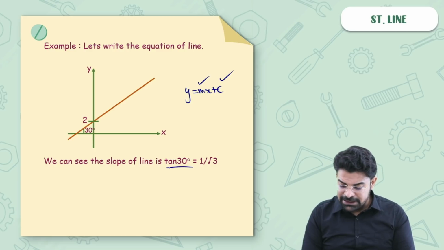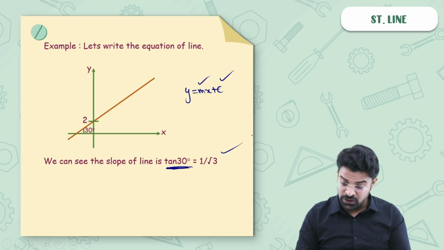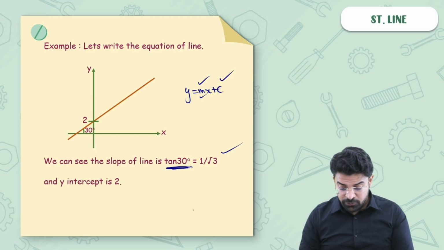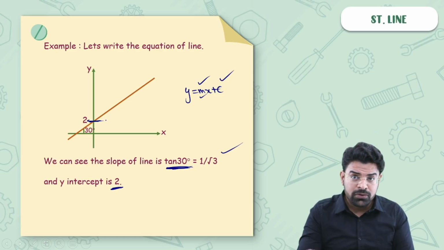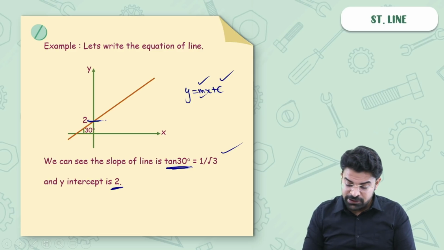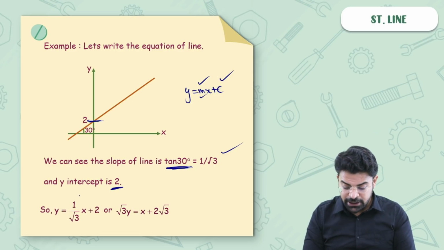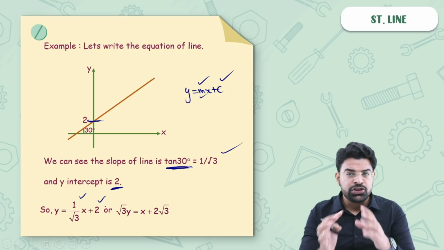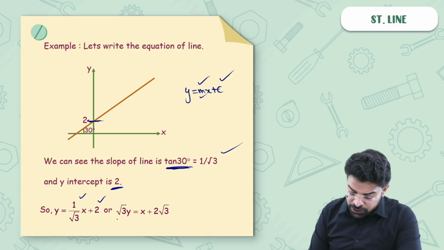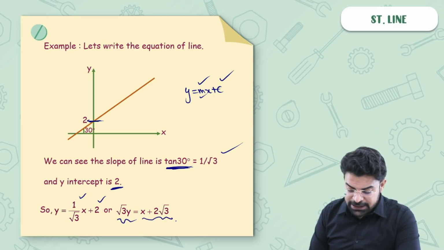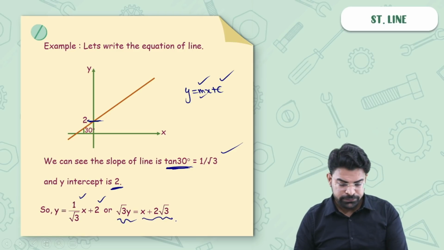So we can see that the slope is tan 30 degrees and tan 30 degrees is 1 by root 3. So I already know m. And from the graph, we can see that the y-intercept is 2. As the slope is 1 by root 3 and the y-intercept is 2, we can simply write the equation as y equals to 1 by root 3 x plus 2, just substituting the value of m and c. So multiply each term with root 3. What you get is root 3y equals to x plus 2 root 3.